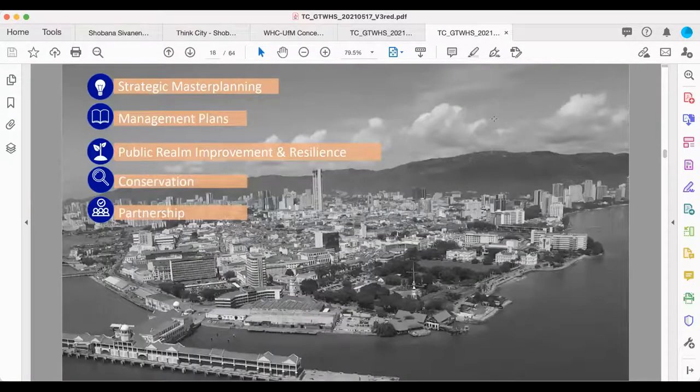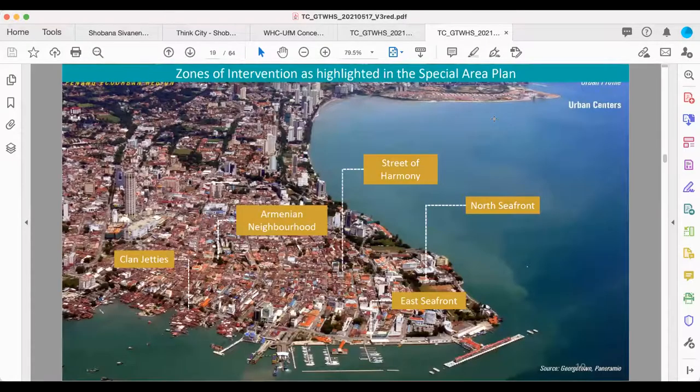So these are some examples of the process of what we have done, from strategic master plans, management plans, public realm improvement, conservation, and partnerships. These are some of the zones that we identified for intervention using planning as an approach, where we looked at how you reposition and renew the historic core of Georgetown.